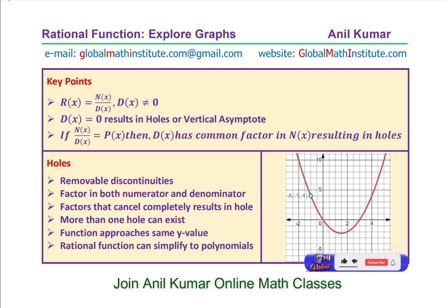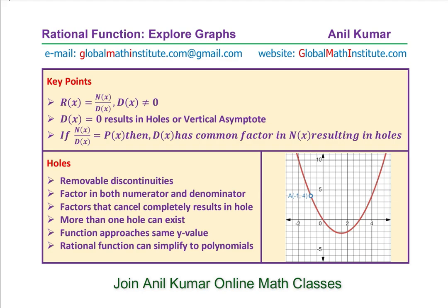Well, the key points here are that rational functions can be written as a quotient of two polynomials. I'm writing n of x in the numerator, d of x in the denominator, where the denominator cannot be equal to 0. The denominator equal to 0 results in holes or vertical asymptotes in general, but when we are talking about reduction or simplification to a polynomial, they should result in holes, right? So we've written, if n of x over d of x equals a polynomial, then d of x has a common factor in n of x, resulting in a hole.